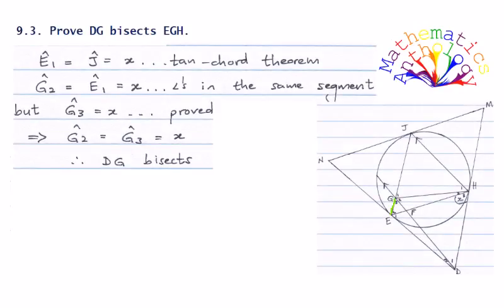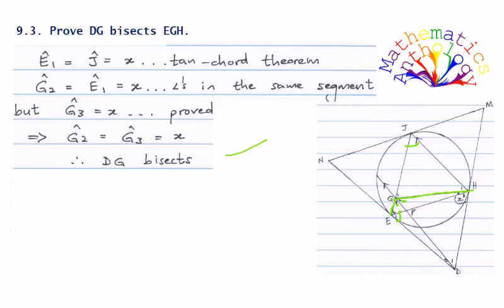9.3, we need to prove that DG bisects EGH. So DG is a straight line, and that needs to bisect EGH. That means that angle G3 must equal angle G2. That's what they want there. So angle G3 we know is X. If we can prove that angle G2 is equal to X, then we've proved it. Then we've proved that DG bisects EGH.